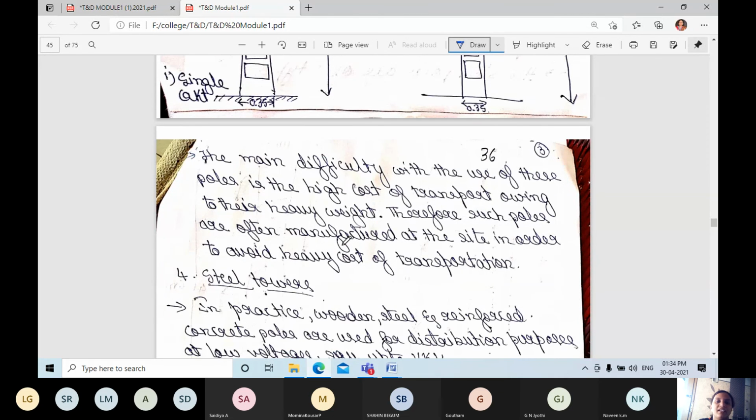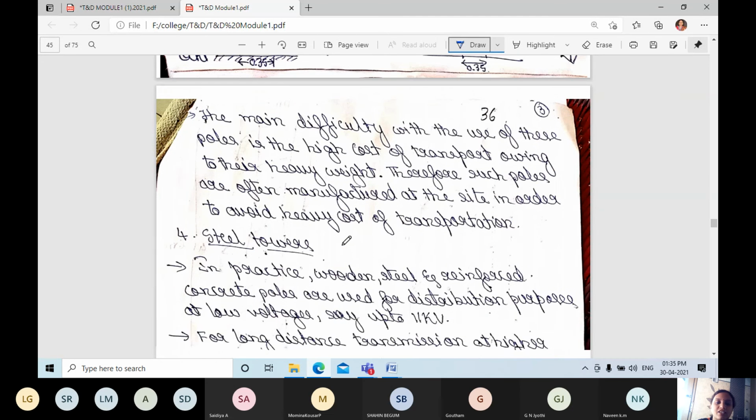The main difficulty with the use of these poles is the high cost of transport owing to their heavy weight. Therefore, such poles are often manufactured at the site in order to avoid the heavy cost of transportation.